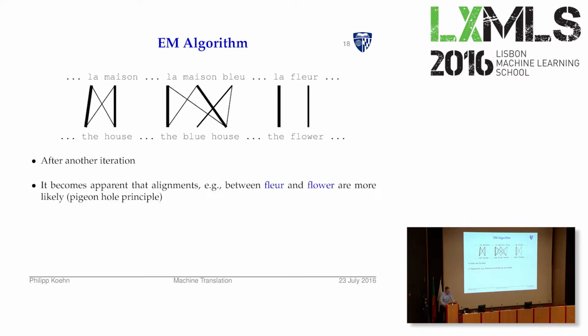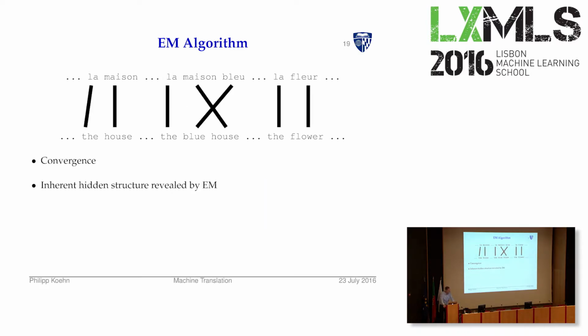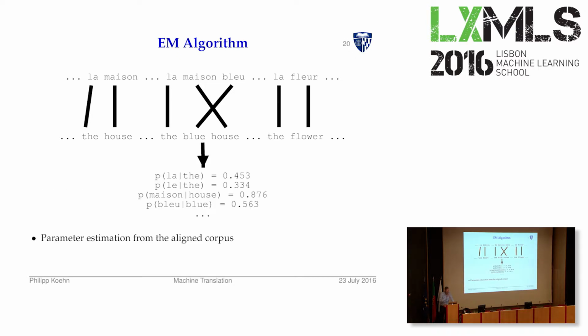And if I keep doing this, for instance, since the and la is already aligned, then flower should probably be aligned to fleur, and maison and house is the same example. So that's why we're then also going to figure out ultimately that blue and bleu are aligned to each other. So that's the hope. This is kind of the magic trick that supposedly is going to happen. Okay, so then we can estimate our probabilities.